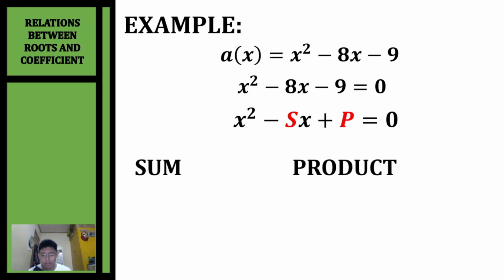So the sum and product will be based on the constant term and the coefficient of our middle term. For our sum, it is the coefficient of our middle term. Then we get the opposite sign of that middle term. Since we have negative 8 in our middle term, our sum will be positive 8. Now for the product, it will be just copying the constant term in our standard form, which is negative 9. So this will be the sum and product of the roots of our quadratic function.